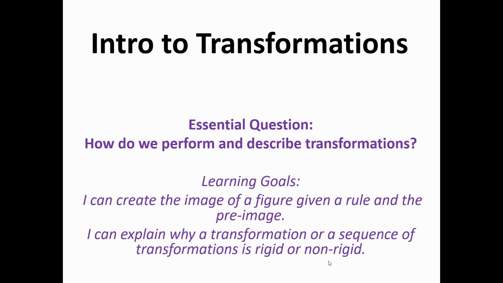Our essential question: how do we perform and describe transformations? We have two learning goals we're working on today. I can create the image of a figure given a rule and the pre-image, and I can explain why a transformation or a sequence of transformations is rigid or non-rigid. Today we won't be doing the sequence of transformations. We're just going to look at one transformation at a time, and I'll explain all those fabulous vocabulary words in just a moment.